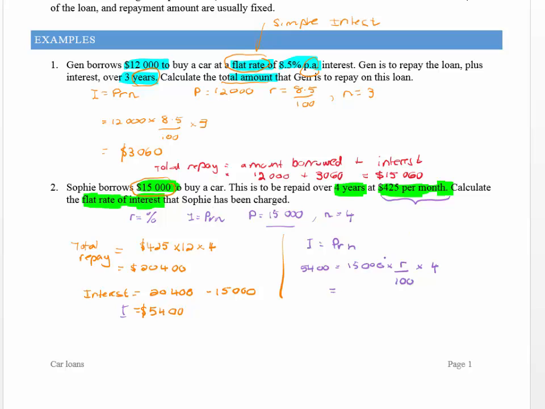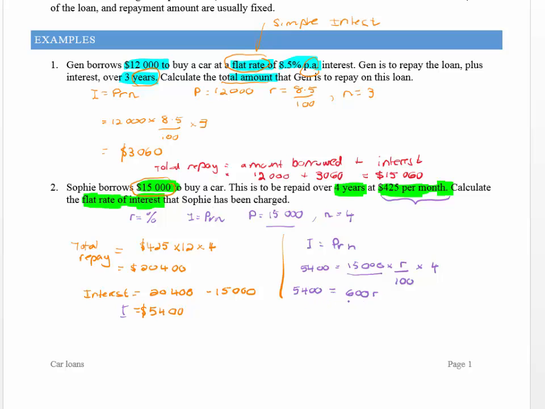Now in your calculators, I would like you to do this side first. I would like you to do 15,000. This line means divide. Divide by 100 and times by 4. And your calculator will give you the answer of 600. And I can put the R next to it, and I've got 5,400.